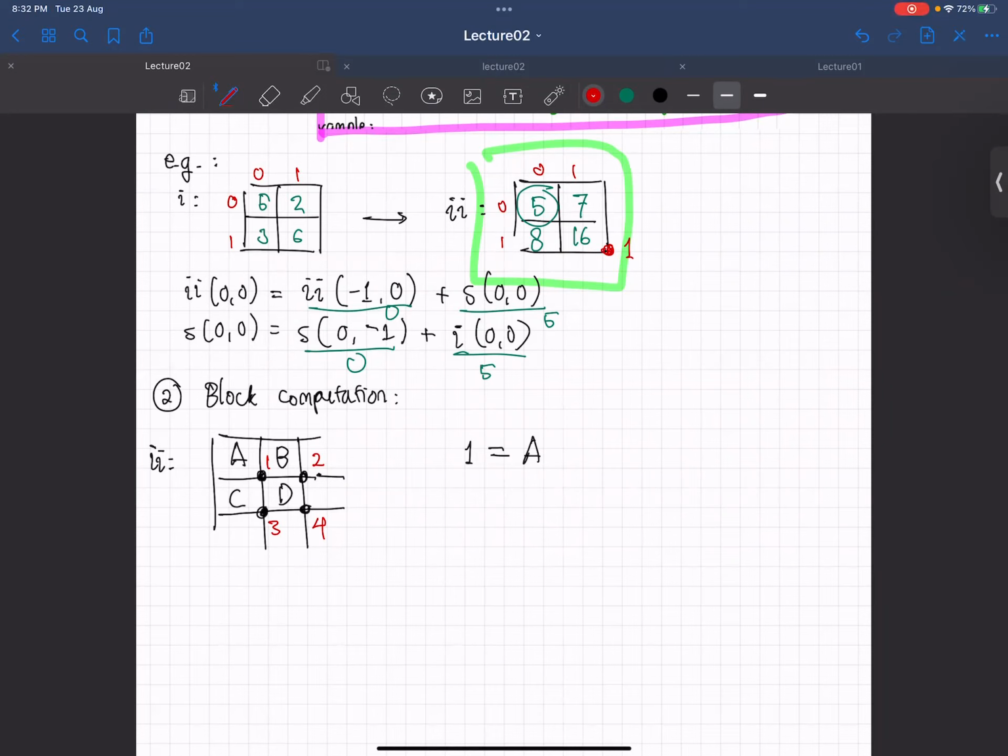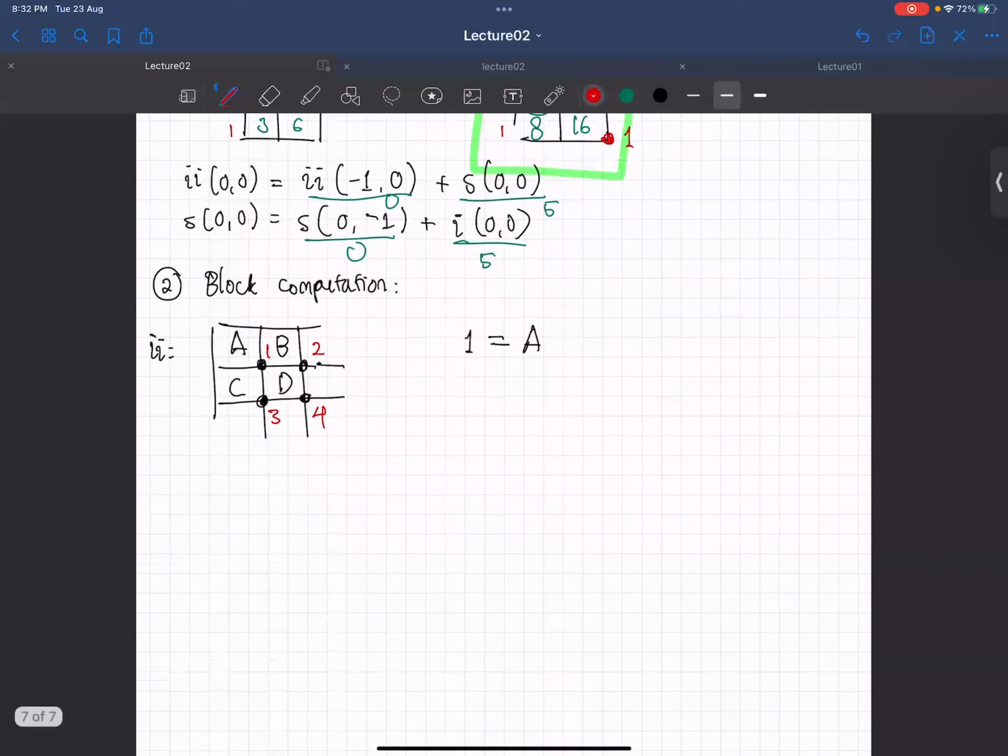In this case, if it is one cell, then node 1 equals A. Let's assume, for simplicity, that A, B, C are just 1 pixel in the integral image. So node 2 equals A plus B. Node 3 equals A plus C. Node 4 equals A plus B plus C plus D. So this is called block computation.